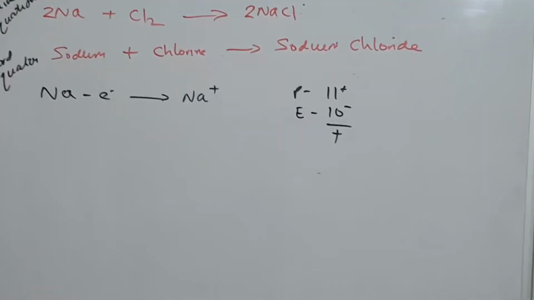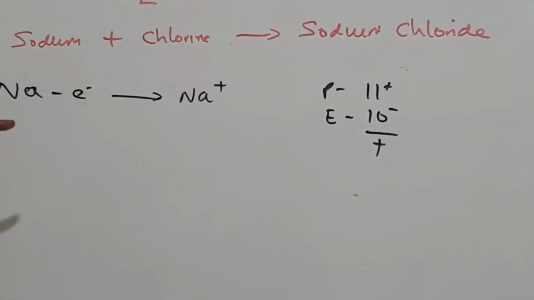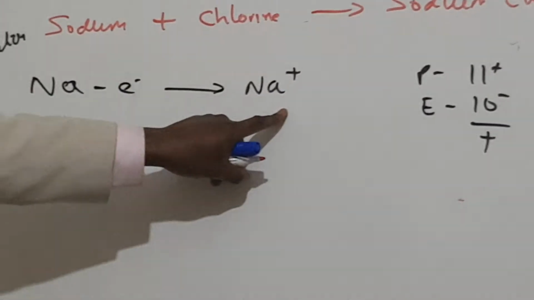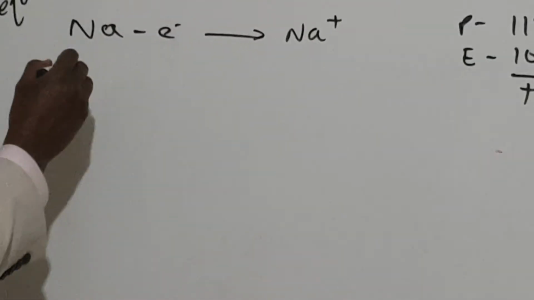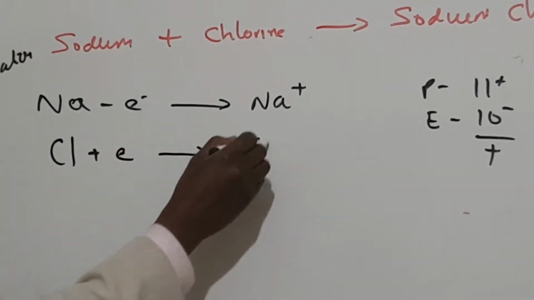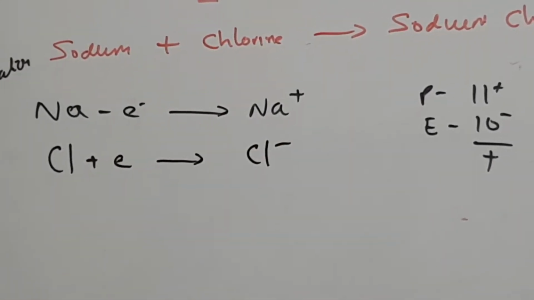So sodium loses 1 electron, it becomes a sodium ion. And then chlorine gains 1 electron, it becomes chlorine minus.